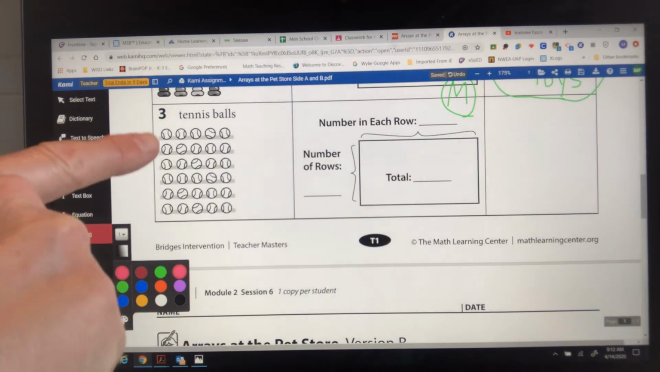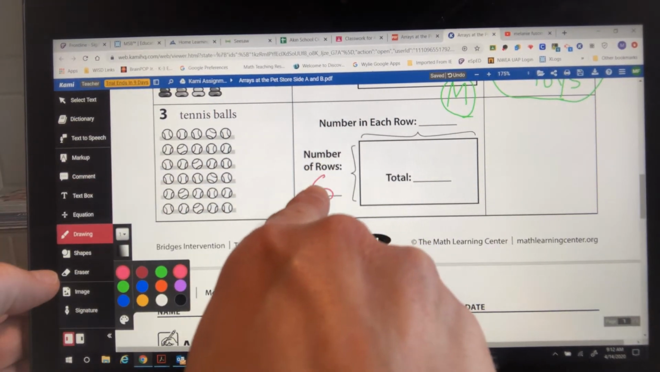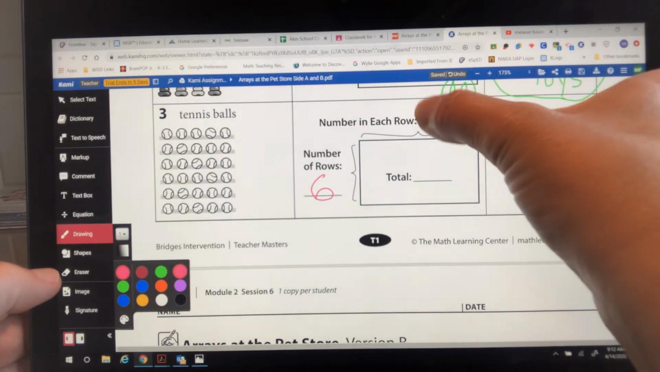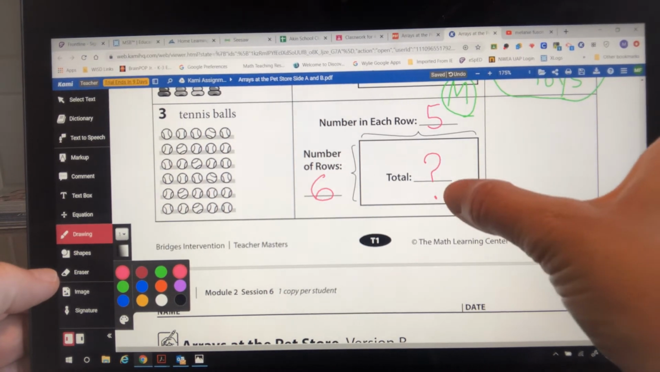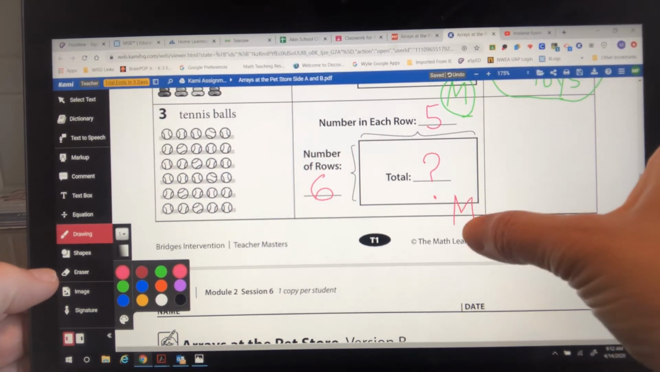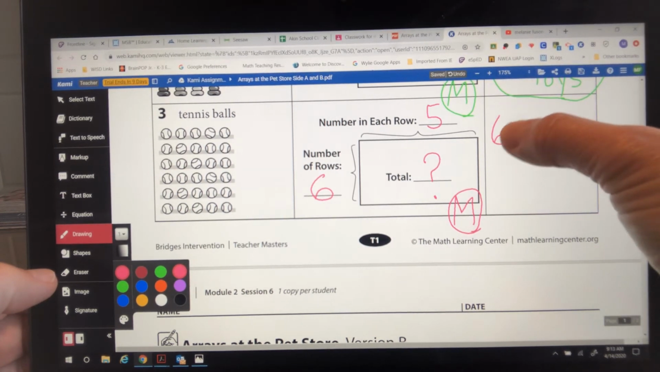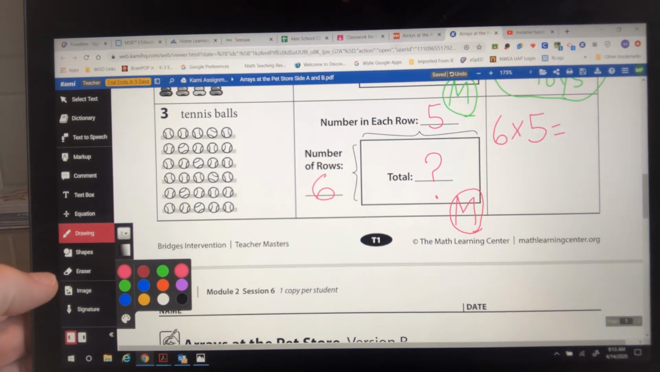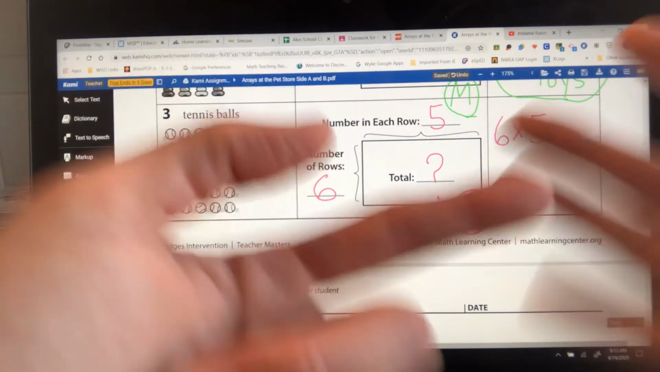All right, we've got 1, 2, 3, 4, 5, 6 rows. And there are 1, 2, 3, 4, 5 in each row. So I'm looking for the whole, which means I am multiplying. So I've got 6 groups of 5. So I'm going to count by 5 6 times. 5, 10, 15, 20, 25, 30.